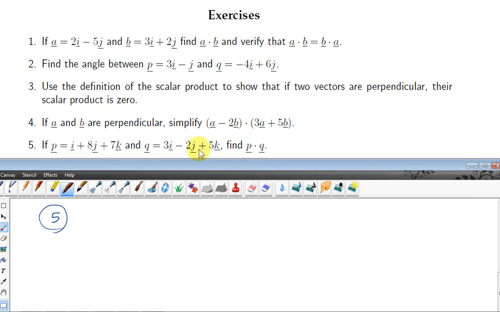Now p and q are vectors in 3 dimensions. To get the dot product, we just multiply the corresponding components. So the i component of p is 1, so we have 1 times the i component of q, which is 3. Then we have the j component of p, which is 8, times the j component of q, which is minus 2. Then we have the k component of p, which is 7, multiplied by the k component of q, which is 5. So we calculate all of this to get 22.